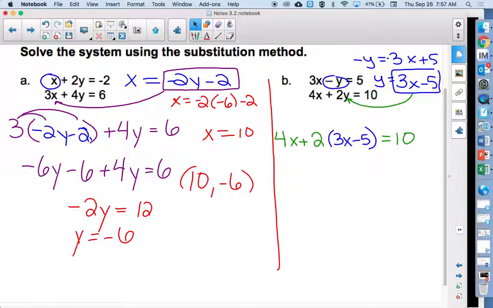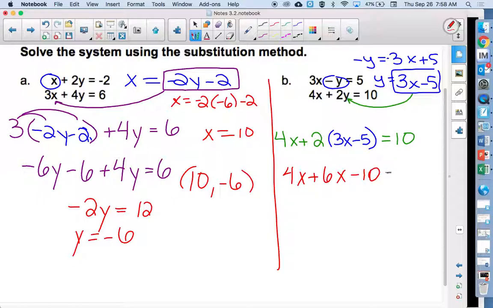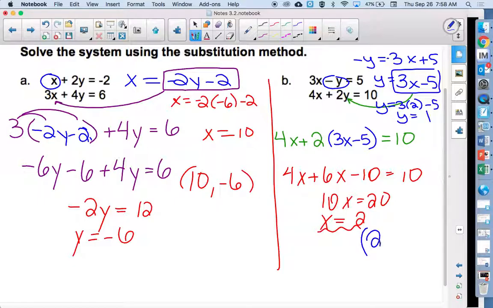So JT, when you distribute, you get 4x plus 6x minus 10. And then combining your like terms and getting the number to the other side, we would have 10x equals 20, so x is 2. So here's x. You'll plug that in to get y. So coming back up here to that equation that already is in y form, JT, 3 times 2 minus 5 gives us a y value of 1, so your ordered pair is 2 and 1.